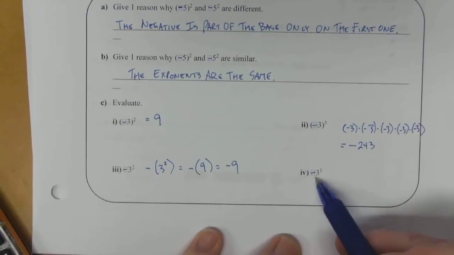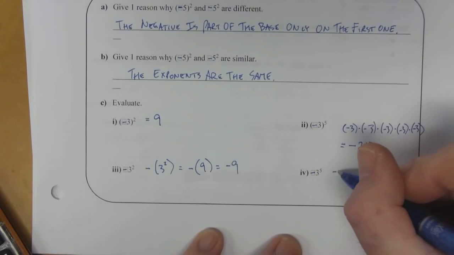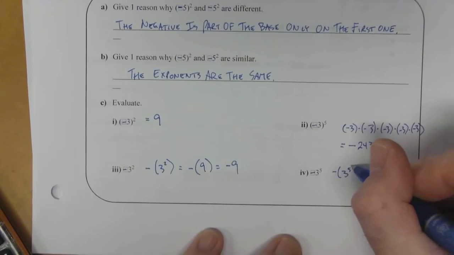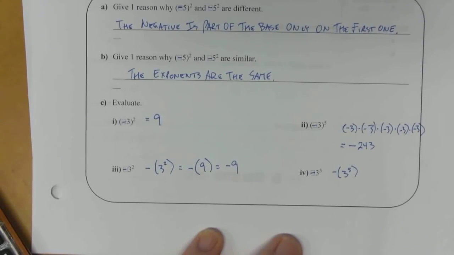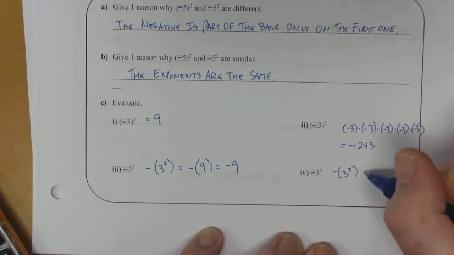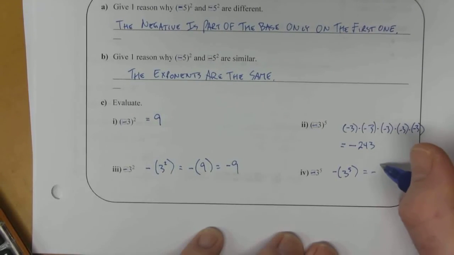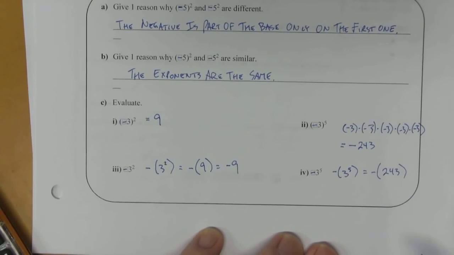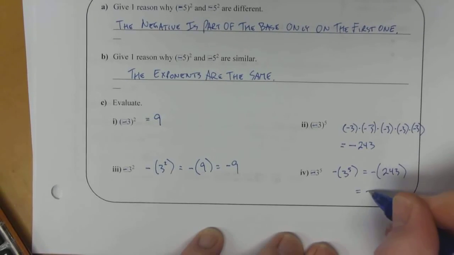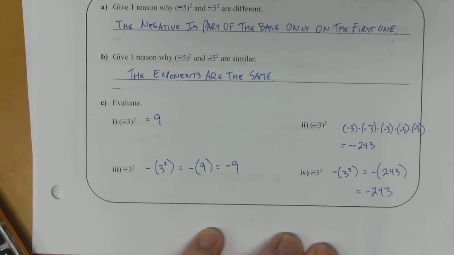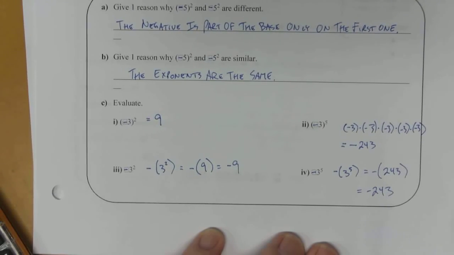And so for part 4, negative is not part of the base, so this becomes negative, and then your power is inside brackets, 3 to the 5th. And we know that 3 to the 5th is equal to 243, but the negative is outside of the brackets, and then you can clean it up and write your answer of negative 243. So that is the end of 3.1.